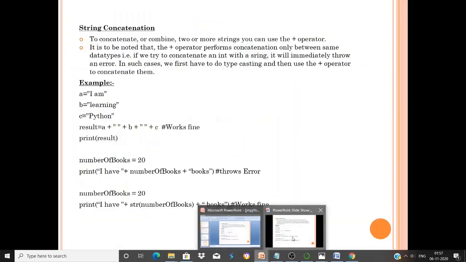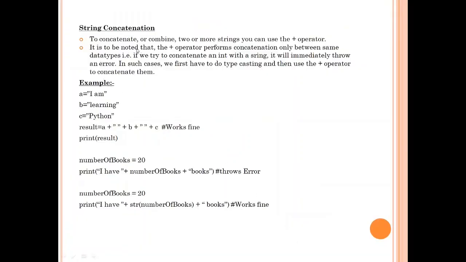So that's what was said in the slide. It is to be noted that the plus operator performs concatenation only between same data types. That is, if we try to concatenate an int with a string, it will immediately throw an error. In such cases, we first have to do typecasting and then use the plus operator. So when you are using the plus operator for strings, you have to make sure that all of the variables that you are trying to concatenate are string type of variables.